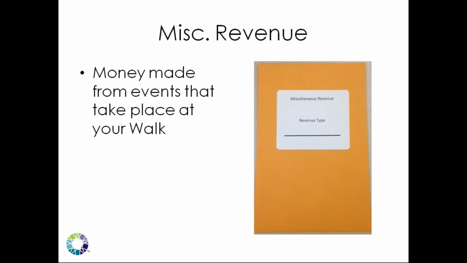Another envelope that you will have is for any miscellaneous revenue. If you're doing a raffle or a silent auction or Penny Kids Dash money, all of that can go in the envelopes provided for you. Just write what type of revenue it is on the envelope and put it in the large FedEx envelope with everything else.